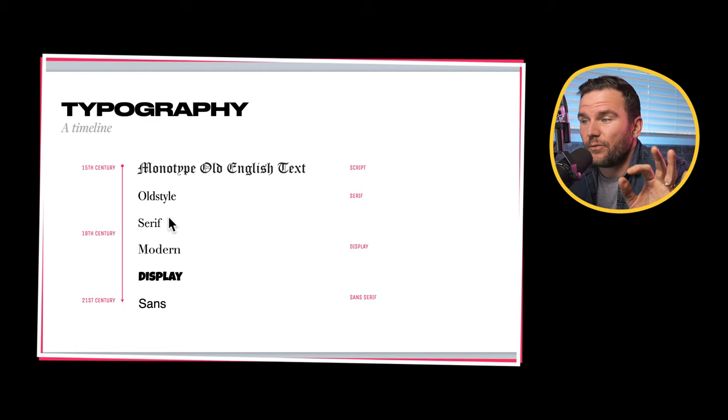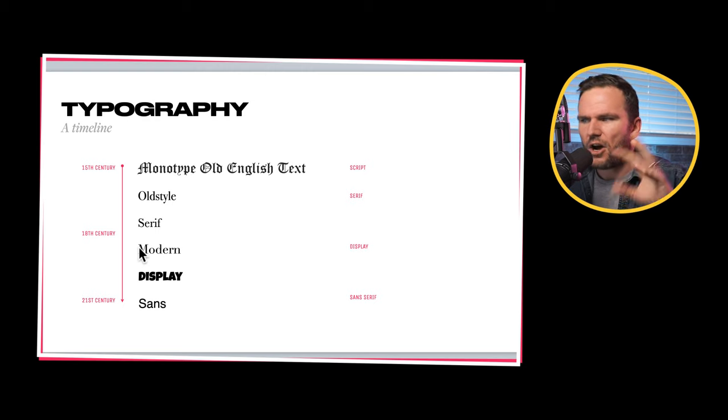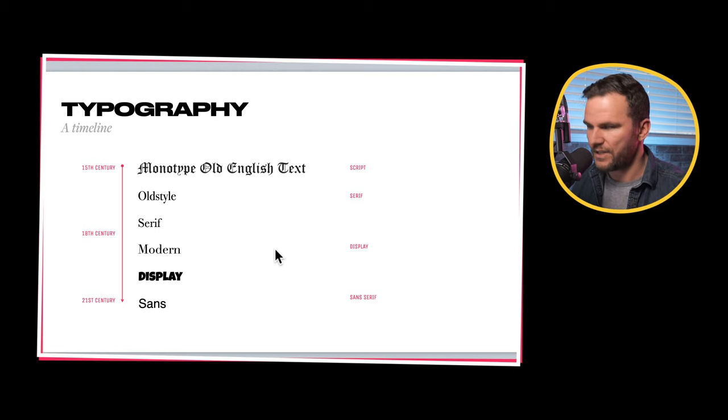Then we got into the 18th and 19th centuries, with modern versions of what would be called display-style fonts. It's kind of a serif font, but not quite, a little more modernized, so we would call that a display-style font. You start to see that more in television and screens, before we got to the devices we have today, like computers. But we're starting to get into what that would become.